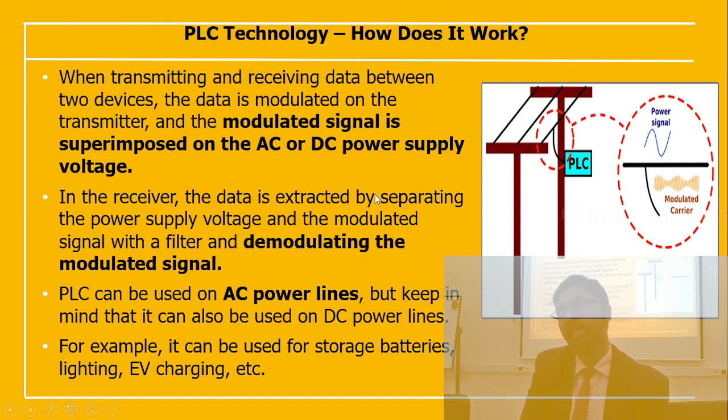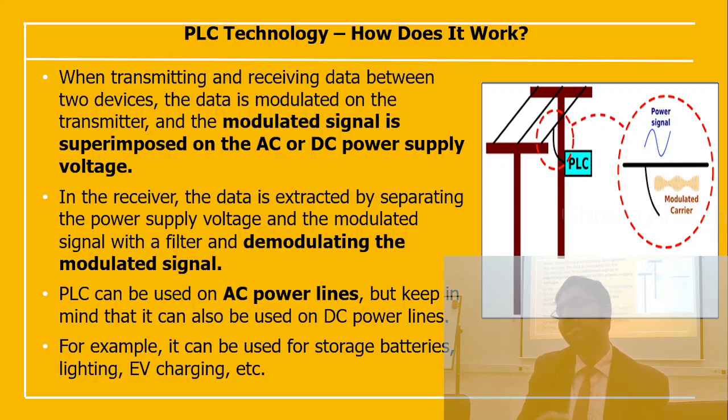When transmitting and receiving data between two devices, the data is modulated at the transmitter, and the modulated signal is superimposed on the AC or DC power supply voltage. At the receiver, the data is extracted by separating the power supply voltage and the modulated signal with a filter, and then you demodulate the modulated signal.